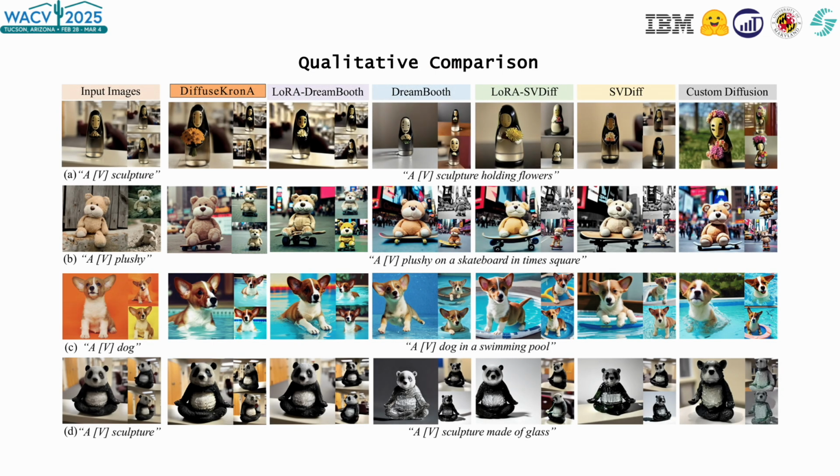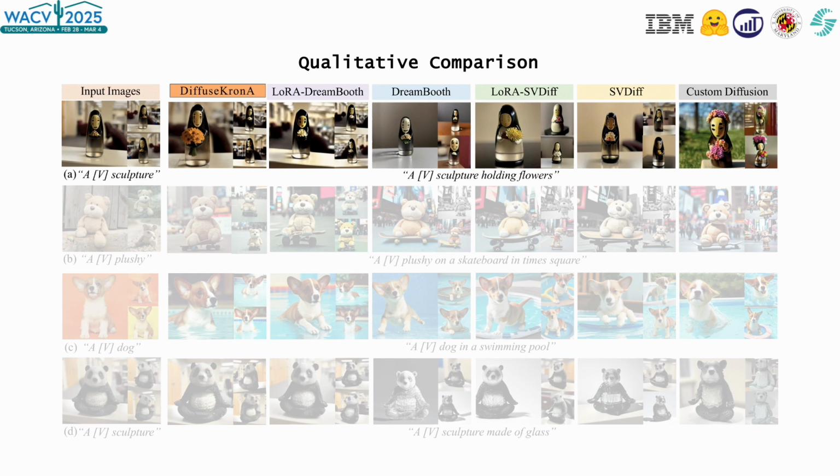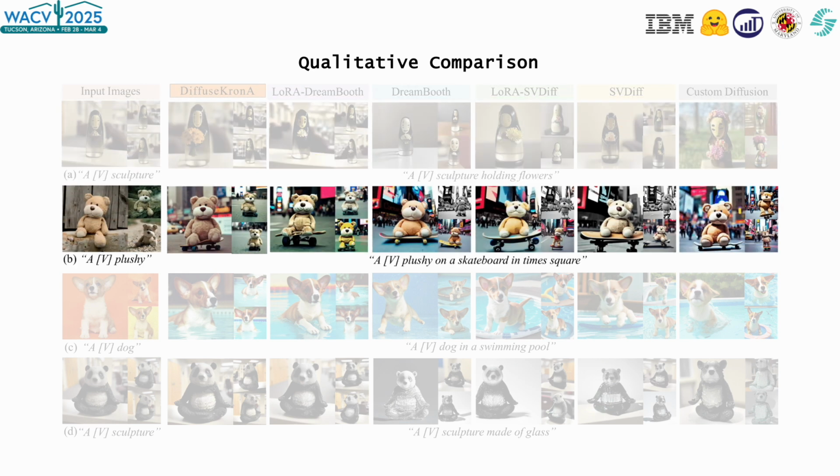Quality is the ultimate measure of a model's effectiveness. Let's examine the results across various creative prompts. For instance, when generating a sculpture holding flowers, DiffuseKronA produces strikingly detailed and coherent outputs, surpassing the competition in both realism and adherence to the prompt. Take another example, a plushie on a skateboard in Times Square. Here, DiffuseKronA not only captures the whimsical nature of the scene, but also maintains high fidelity to the input image, outperforming LoRA-DreamBooth and SV-Diff in both creativity and precision.